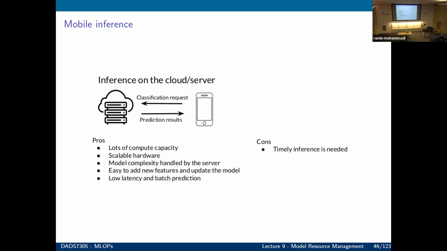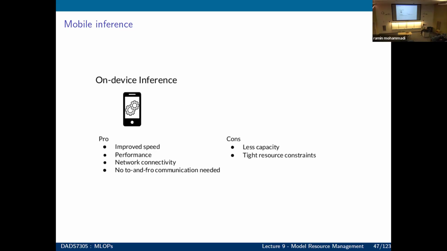But if it's timely, that means you need to communicate to the cloud. On-device has its own pros. It's fast, it's performant, basically. You work with whatever you get. It doesn't need network connectivity. No end-to-end connection, basically, no communication, no MQTT, no protobuf data needs to go out. But what are the cons?